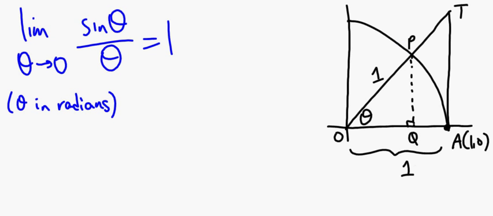Some things you should remember from trigonometry class. This is sine theta. This is cosine theta. Sine squared theta plus cosine squared theta is 1. This length is tangent theta.